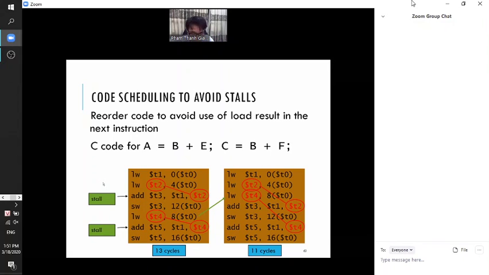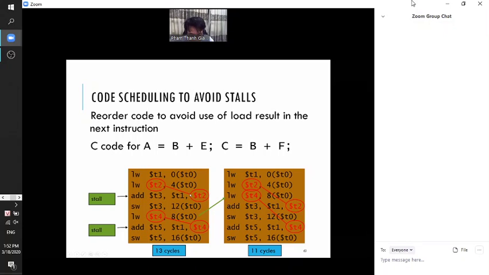For example, we have some commands like this. We load the array at T0 index 0 to T1, and we load the array at T0 index 4 to T2, and we add T1 and T2 to T3, and store the value of T3 to the array at T0 index 12. And we load the value at T0 index 8 to T4. And so we have an instruction add T1 plus T4 to T5, and store T5 to T0 index 16.